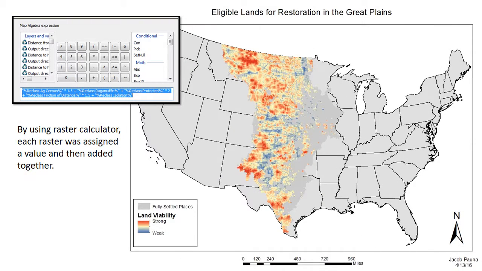This last map is just another combination of all the previous variable maps. It was created by using Raster Calculator and adding each of the variables together. Each raster was assigned a weight depending on its perceived importance, so that it would have more or less of an effect on the final map's look. The most optimal areas are in red, while the weaker ones are in blue.